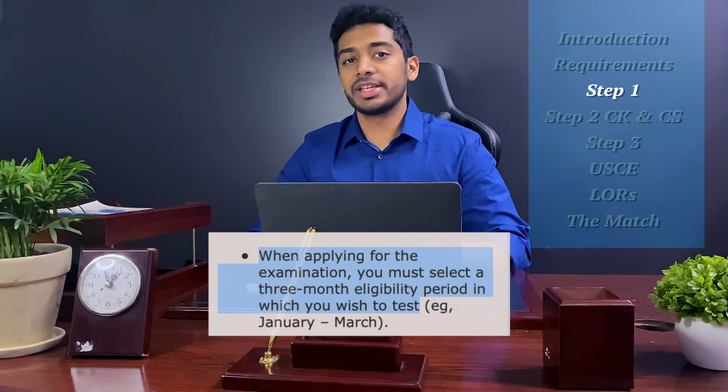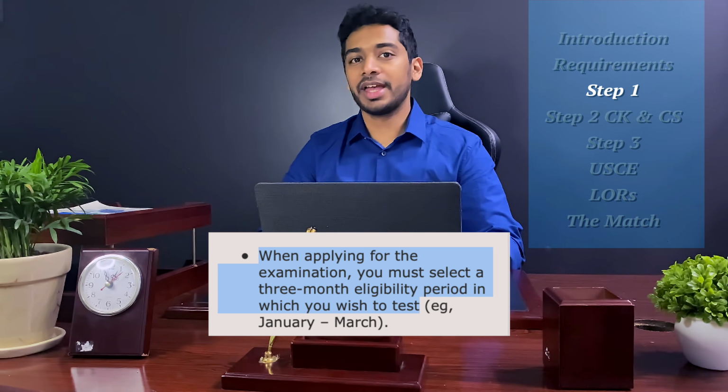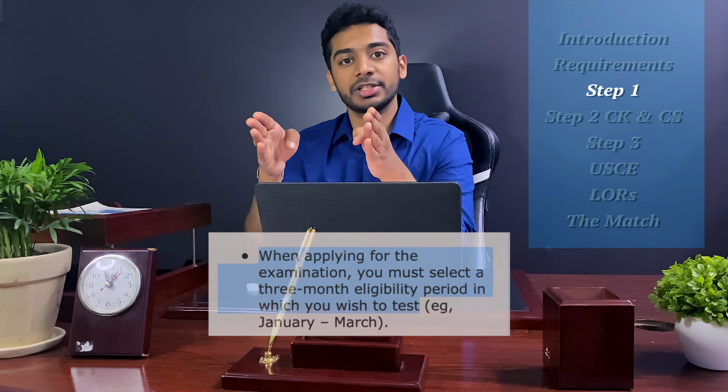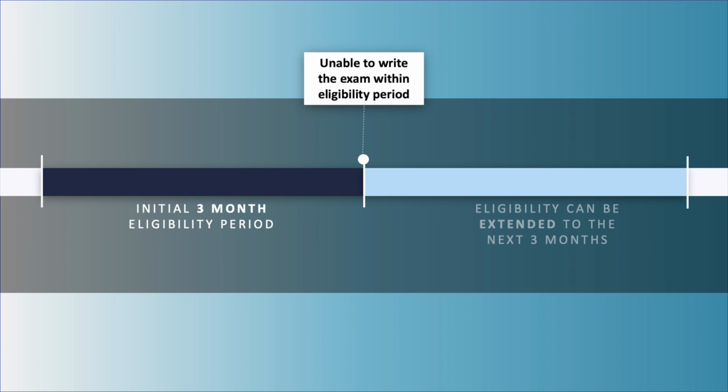Another thing you need to know is when you apply for USMLEs, you get a 3-month eligibility period, and you have to take your test within these 3 months. If you don't write it within these 3 months, you can extend it once without having to pay too much extra. I'm not really sure about the price. But if you don't write it within these 6 months, you're gonna have to reapply and pay the entire price.